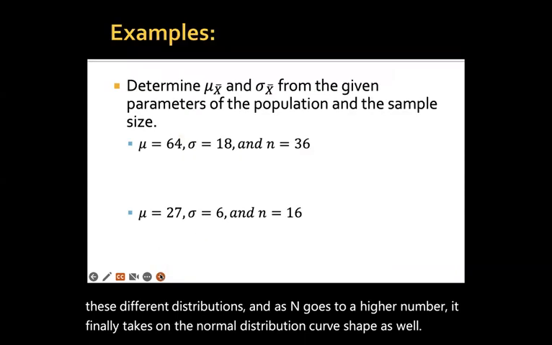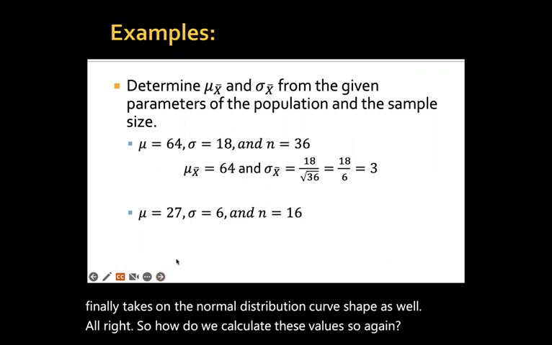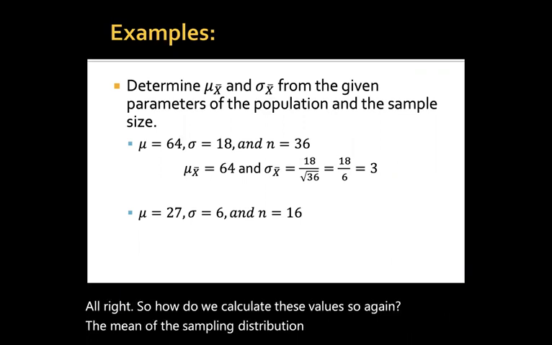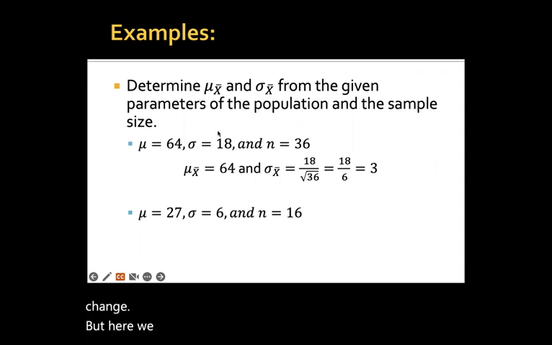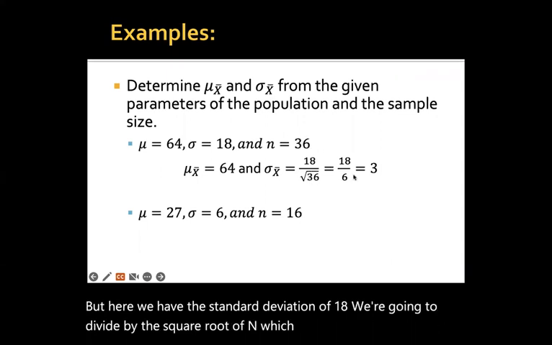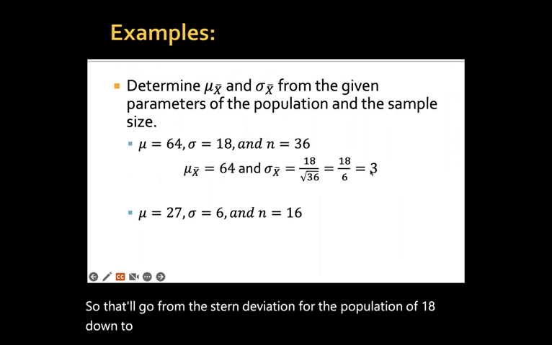All right, so how do we calculate these values? So again, the mean of the sampling distribution is really easy. It's the same as the mean for the population. So 64 is 64 is 64. That won't change. But here we have the standard deviation of 18. We're going to divide that by the square root of n, which is 36 in this case. So that'll go from the standard deviation for the population of 18 down to 3 for the sampling distribution. So again, a much thinner graph.